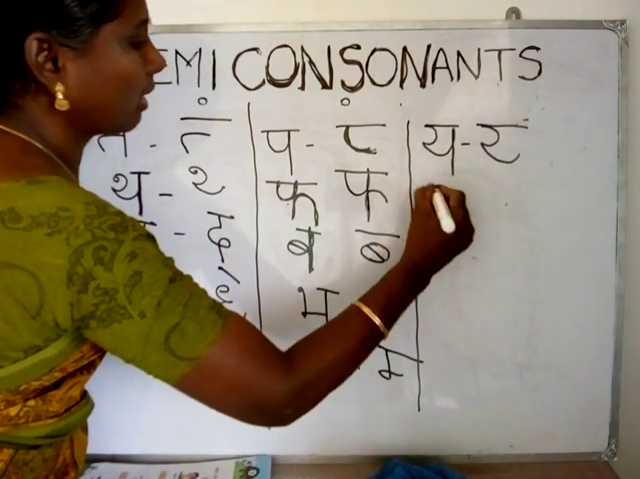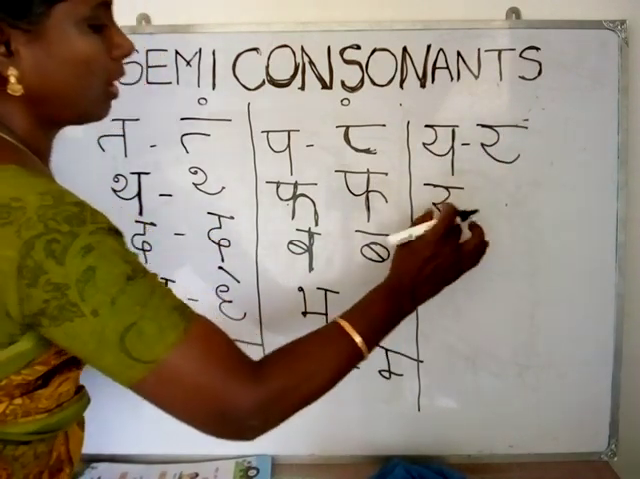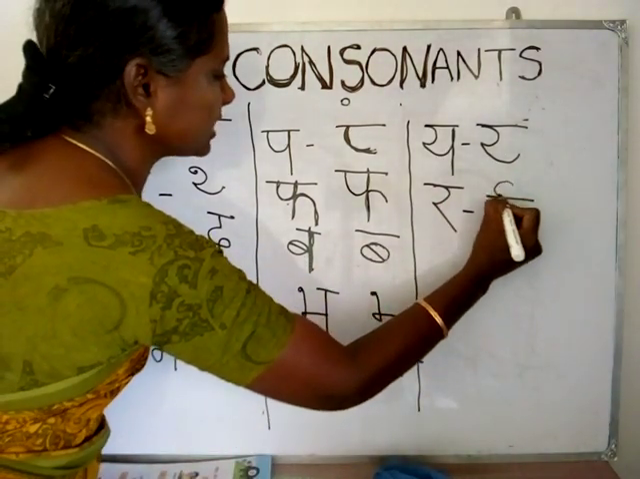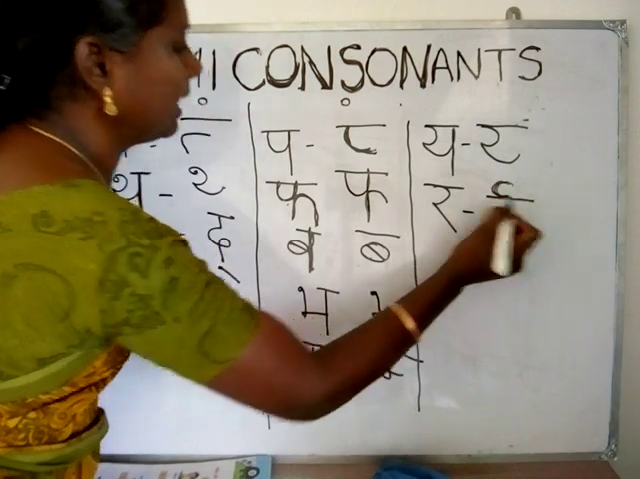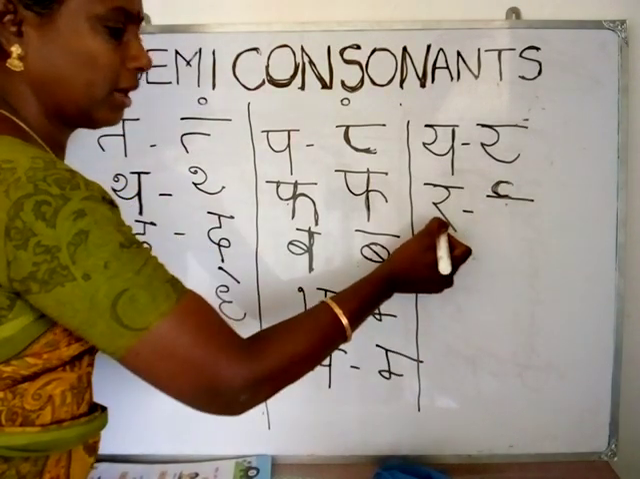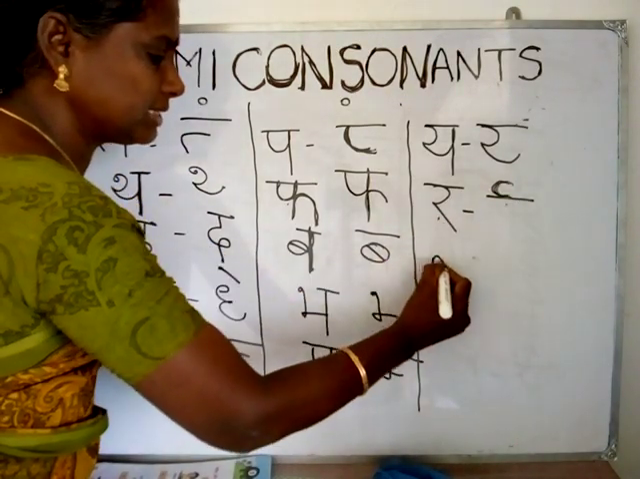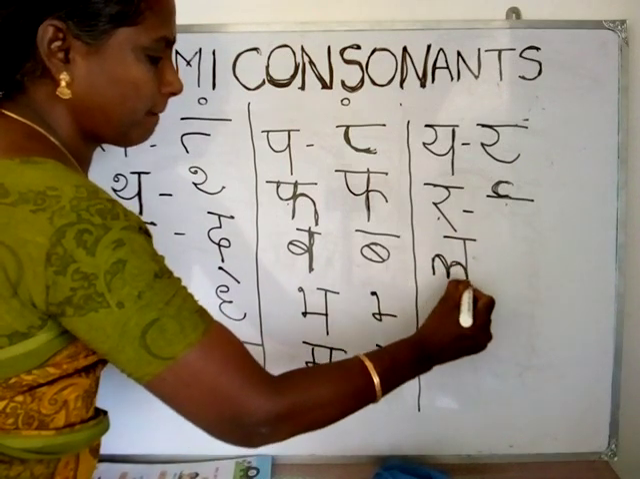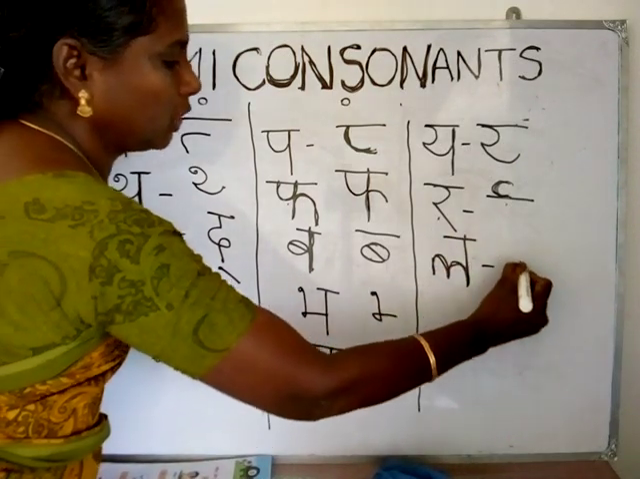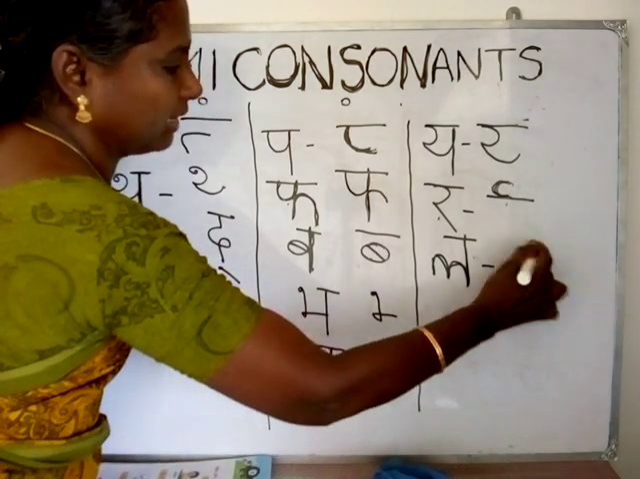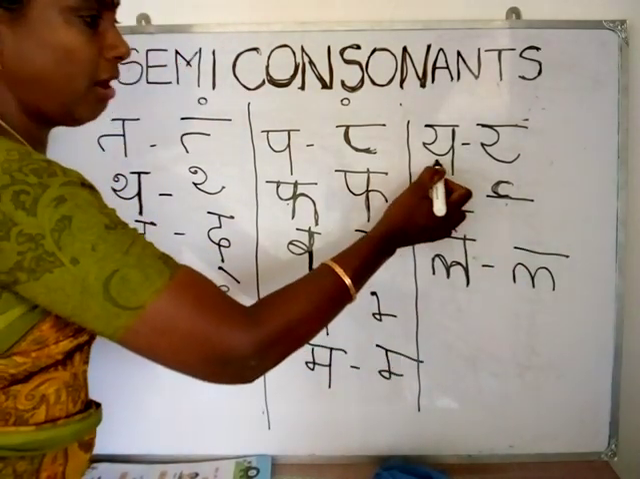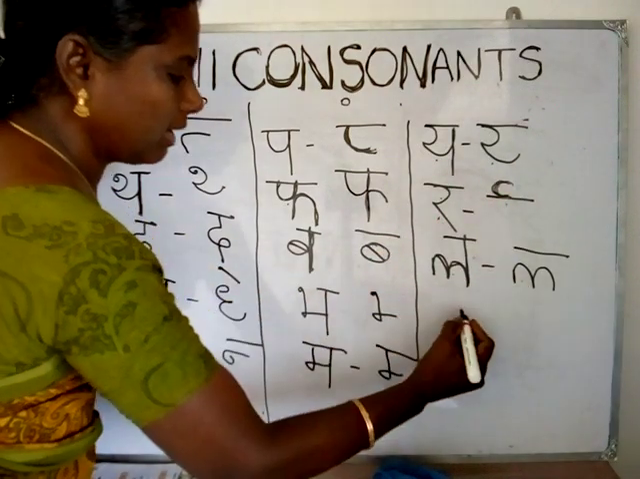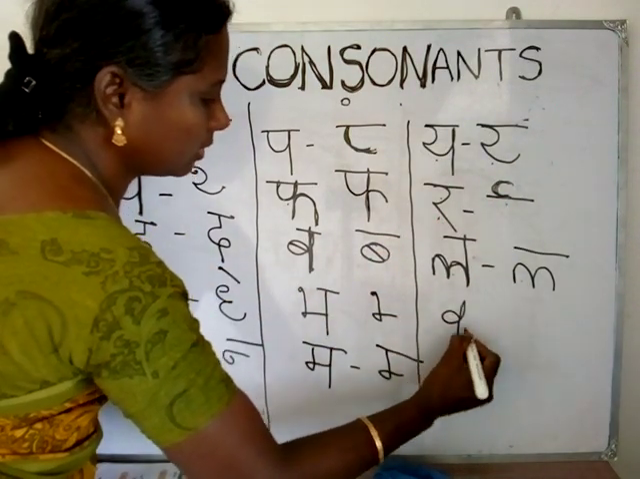This is ra. Ra only it comes differently. Listen carefully. If you put a small c, that is ir. Ra, ir. This is la. You have to take this line. This is il. Ya, yi. Ra, ir. La, il. This is va.